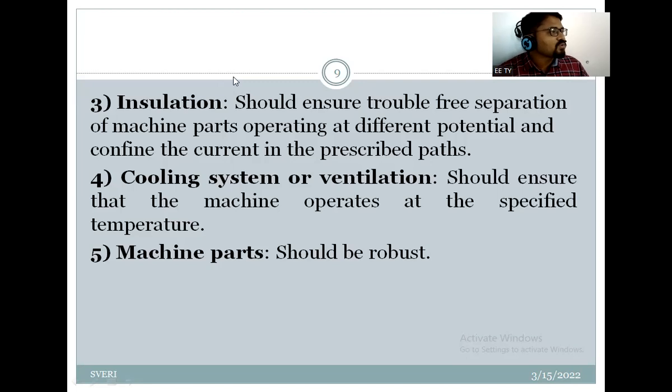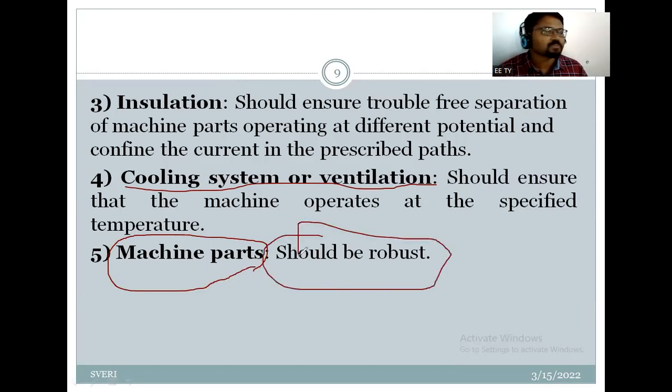But in order to get the proper design, the proper cooling system or ventilation should be necessary. And what is the last part? That is nothing but the different machine parts that should be robust. म्हणजे काय, कोण सांगते, what is the meaning of robust? That should have the high mechanical strength.